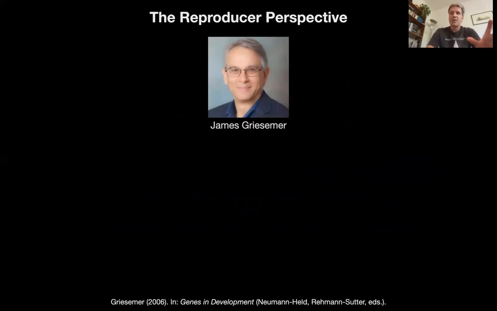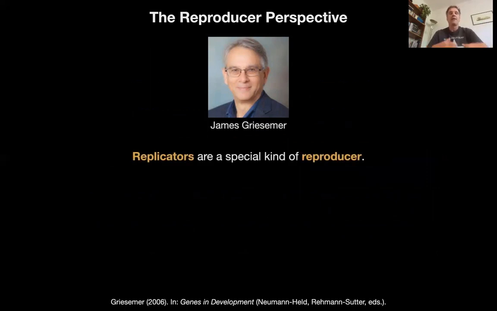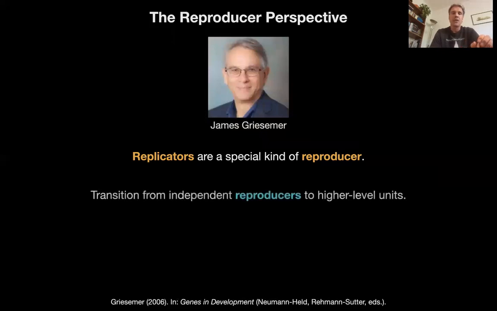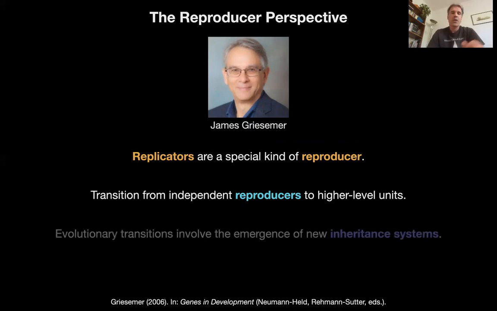Okay, so just to begin this journey, let me stake out the path that we're going to take. The argument is going to try and establish that replicators are just a special kind of reproducer. I'm going to tell you what a reproducer is in more detail in just a minute. Transitions happen from independent reproducers to higher level units, not independent replicators to higher level units. And evolutionary transitions involve the emergence of new inheritance systems, which are linked to reproducers, not replicators.